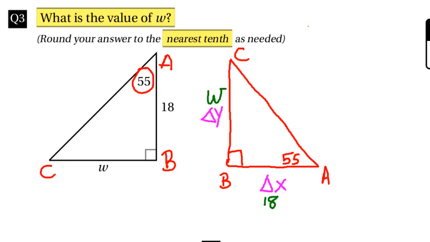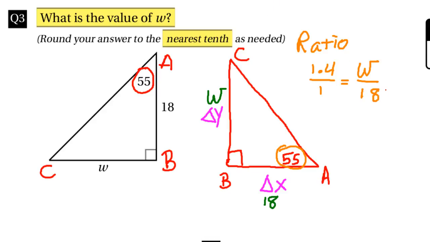So to actually start setting up a way to solve this, I can see that for an angle of 55 degrees, the ratio of a 55 degree angle is 1.4. Now, changing this into a fraction, I can say that this is really going to give me 1.4 over 1. So this is really the ratio I'm going to start with. And that's going to have to equal delta y, which is W, over delta x, which is 18.